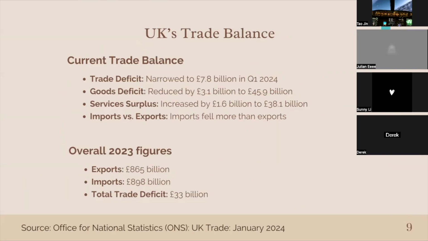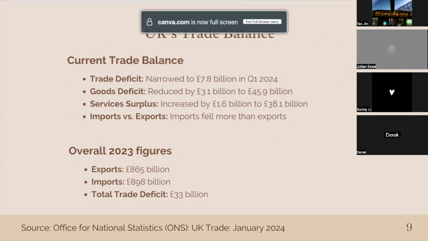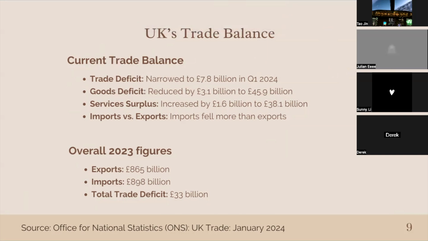Now we'll talk about the UK's trade balance. The trade deficit has narrowed to £7.8 billion in Q1 2024. Their goods deficit has been reduced by £3.1 billion to £45.9 billion. Their services surplus increased by £1.6 billion to £38.1 billion. Lastly, imports versus exports: imports fell more than exports.